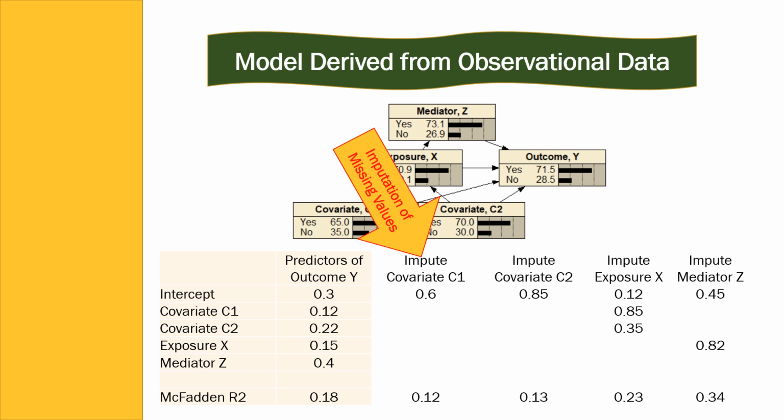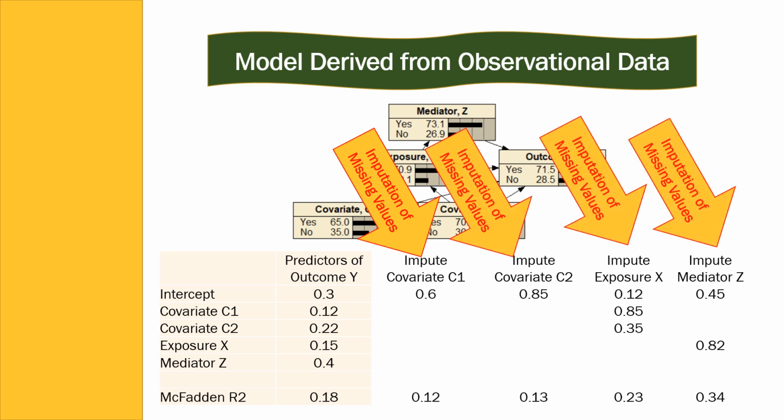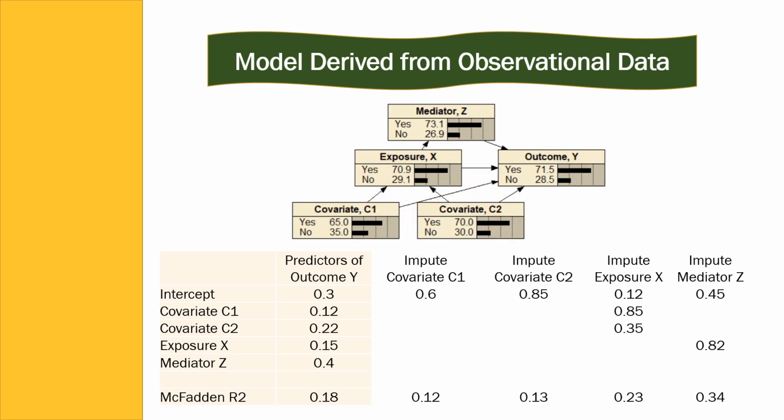But there are a lot of other models embedded in this network. One is a model that predicts the value of C1. This is called an imputation model, where when the value of C1 is missing, the imputation can be used to replace it. There are also imputation models for C2, exposure X, and mediator Z. All of these models are part of the network model. The network can be thought of as a collection of these regression models.